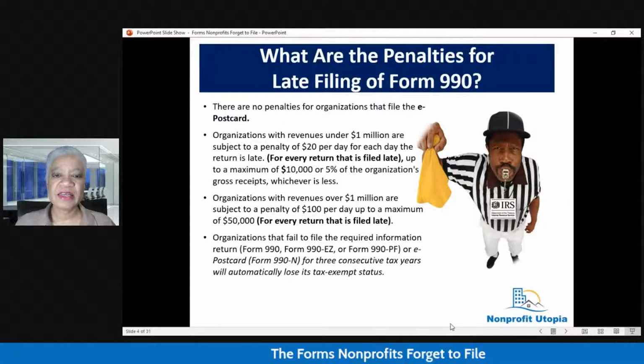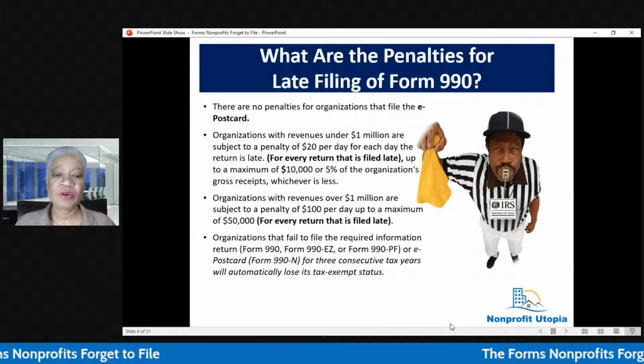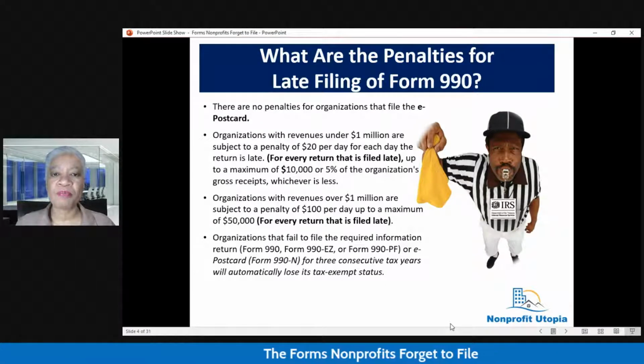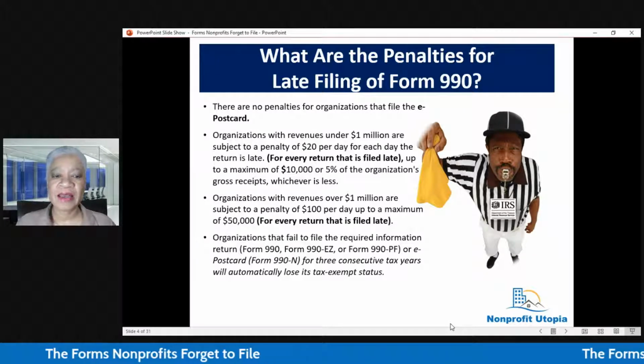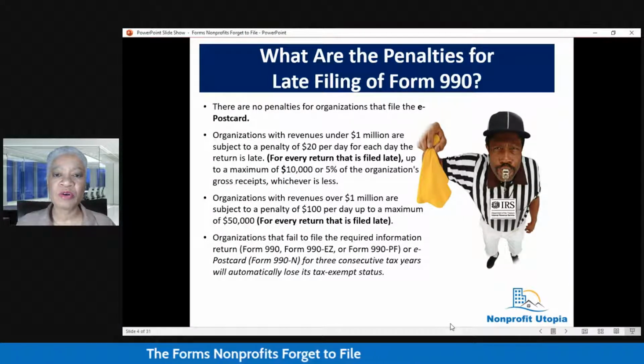And the penalties for not filing or for late filing Form 990: if your organization is under $50,000, there are no penalties for filing the e-postcard. However, don't get into the habit of not filing the e-postcard, because if you do that for 3 years in a row, you will lose your tax exempt status.